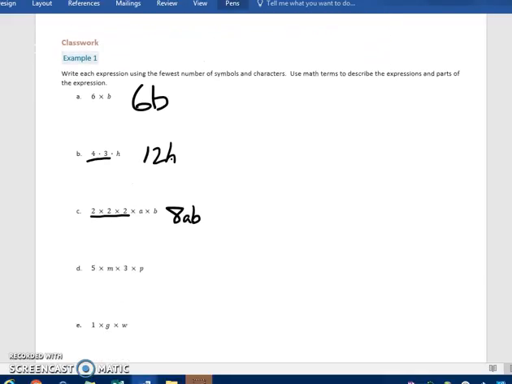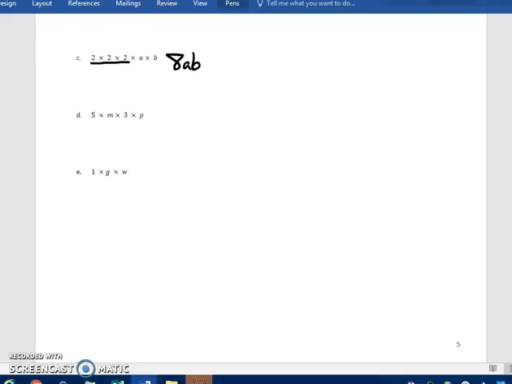All right, so take a moment, try D. Did you multiply 5 times 3? Did you put down a 15? And then we're going to multiply it times m and times p, so it's just 15mp.